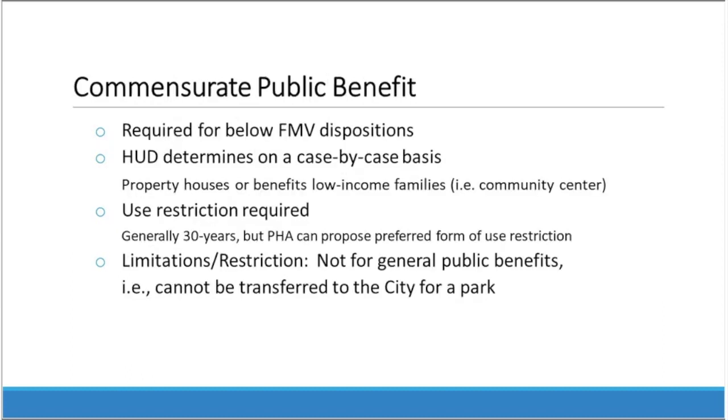Commensurate public benefit is required, again, when the disposition is at less than fair market value. It's determined case by case. For a residential property, it is typically 80% of AMI for 30 years. So that is HUD's baseline.